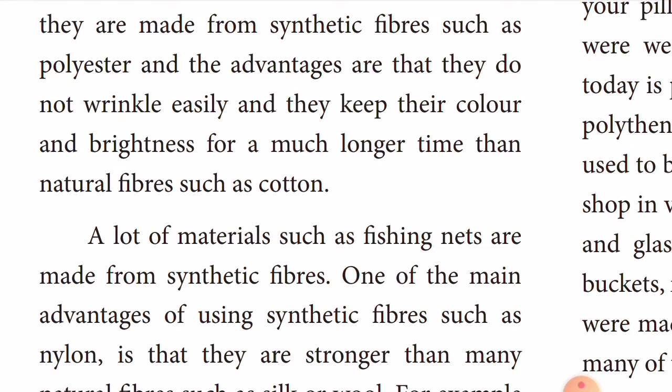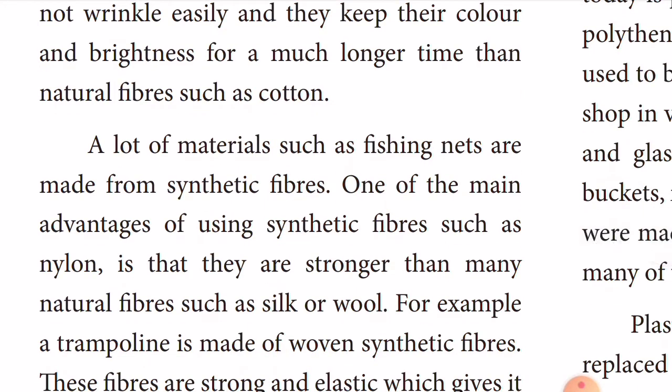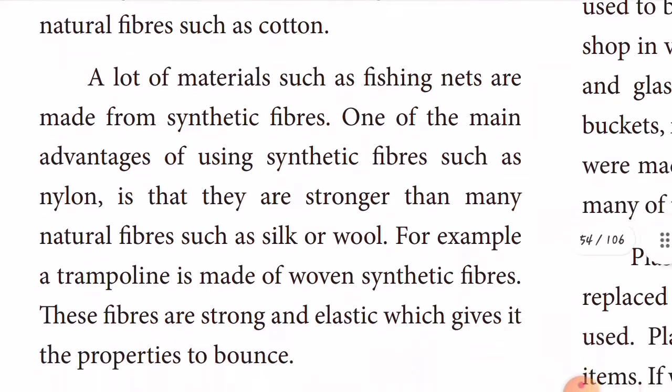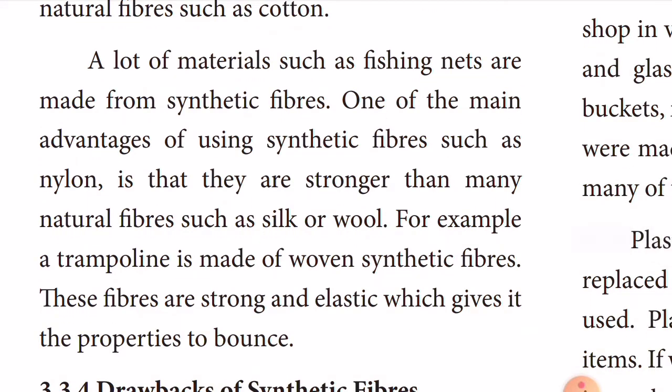A lot of materials such as fishing nets are made up of synthetic fibers. One of the main advantages of synthetic fibers like nylon is that they are much stronger, children, compared to natural fibers such as wool or silk. For example, a trampoline is made up of woven synthetic fibers. These fibers are very strong and elastic.